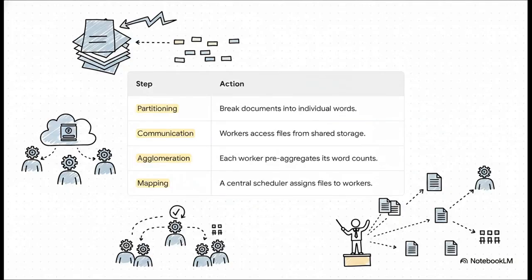First, partitioning. The task is simple. We break down that giant library of documents into individual words. Easy enough. Next, communication. We decide that all of our worker processes will just access the files from one shared location, like a shared drive. Then, agglomeration. To cut down on all that chatter, each worker is going to do a pre-summary, a preliminary count of its own words before it reports back to the main system. And finally, mapping. We'll have a central scheduler, kind of like an orchestra conductor, that assigns files out to all the different workers to process. See? It's simple, it's logical, and it's totally scalable.